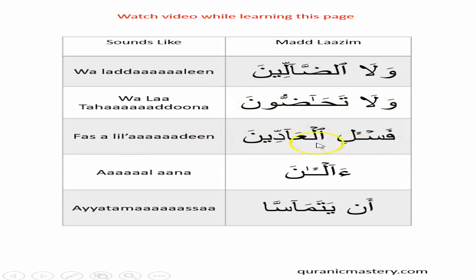Let's look at this one. فَاسْأَلِ الْعَادِّينَ. Here we can see these are the examples with the shadda. All of these examples are with the shadda. The last example is with a sakin.